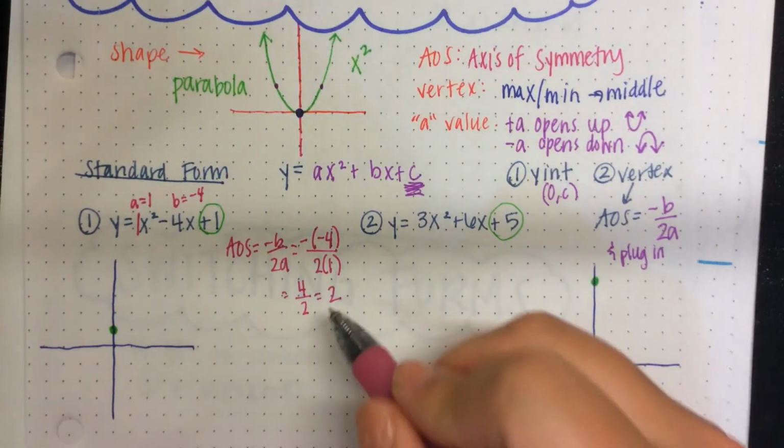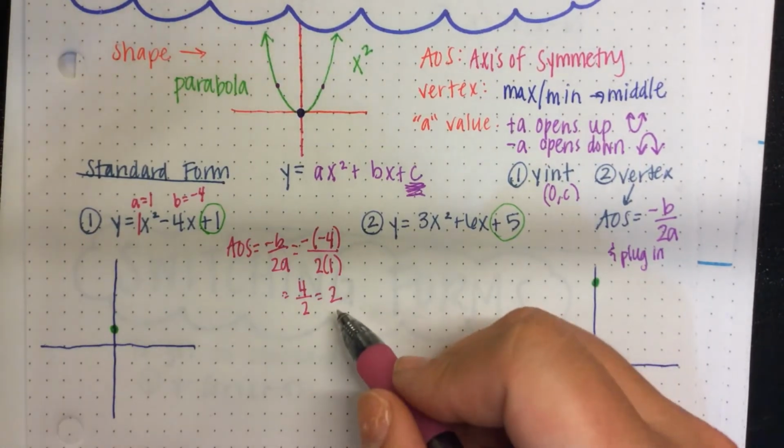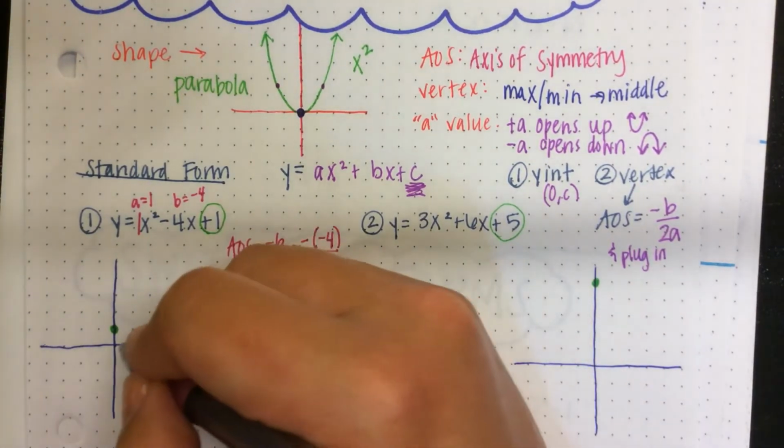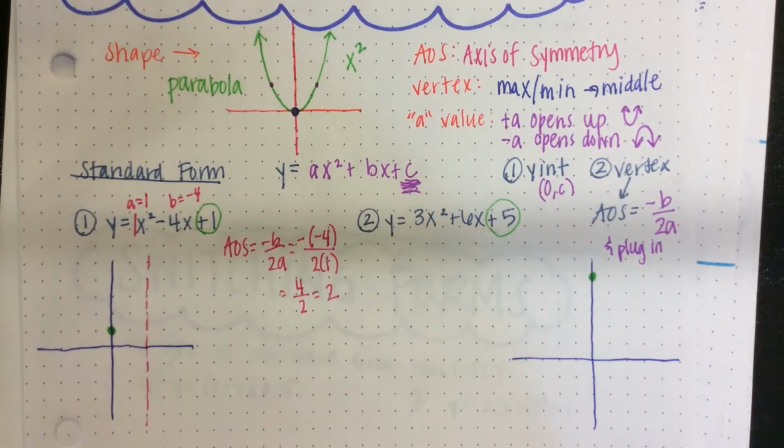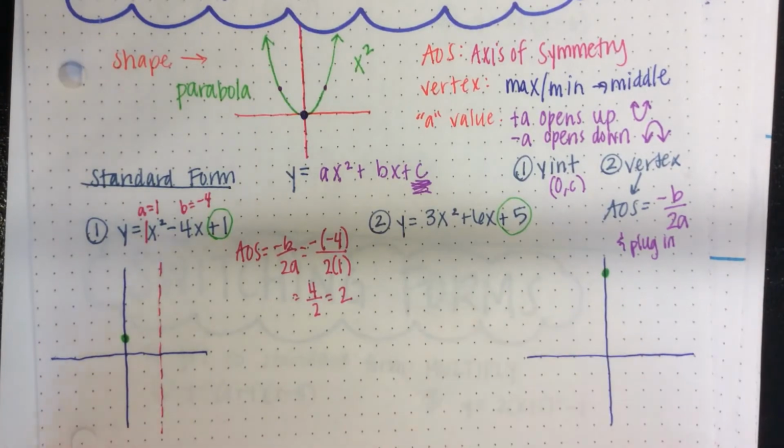So that means that my axis of symmetry, right, it's always a vertical line, is going to be at 2. So I'm going to go to 2 and draw a vertical line. So you always go on your x-axis, right? So there's my axis of symmetry.